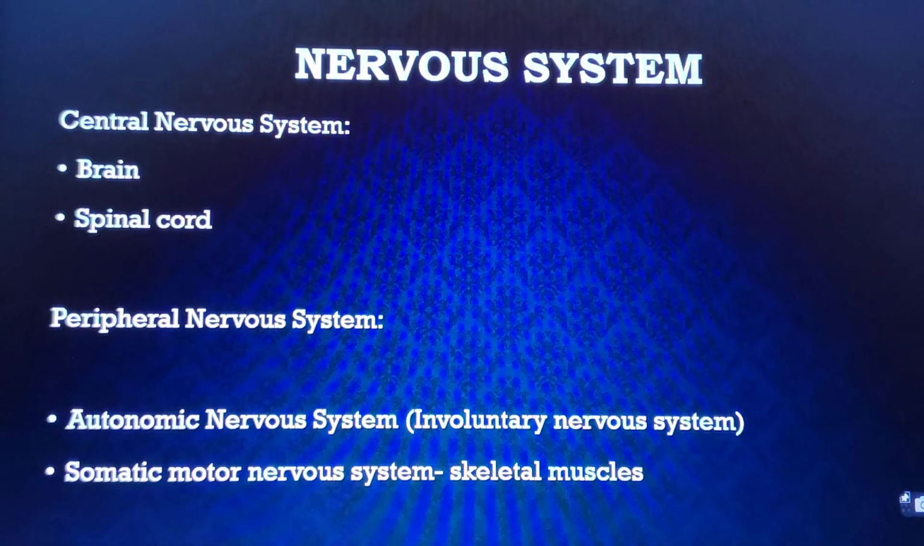Now, just an introduction. The nervous system is divided into two major parts. One is the central nervous system, which includes the brain and the spinal cord, and the other is the peripheral nervous system. The autonomic nervous system, also known as the involuntary nervous system, is the system within the nervous system which regulates the involuntary functions of the body, like heart rate, blood pressure, respiration, etc. Then we have the somatic nervous system, which is primarily responsible for controlling the movement of the skeletal muscles.